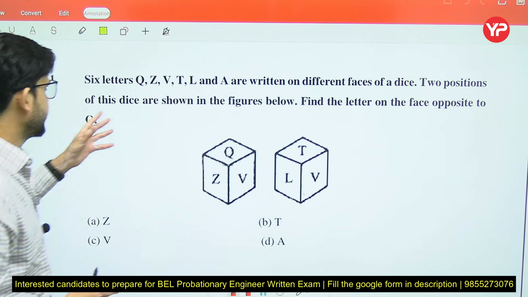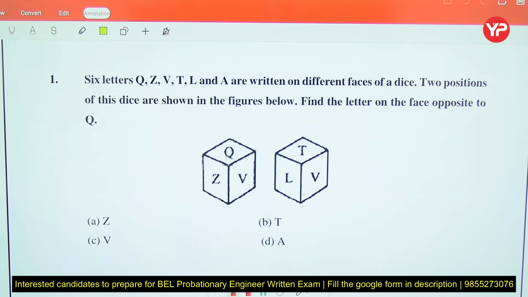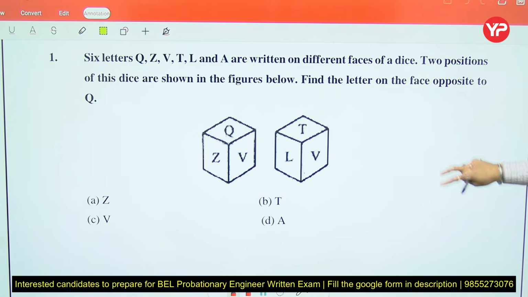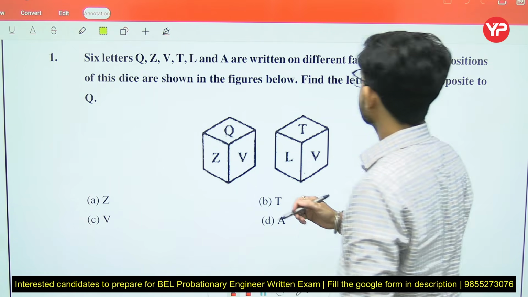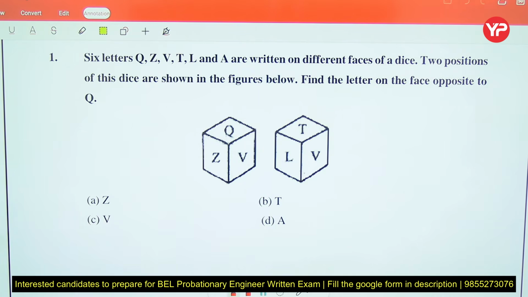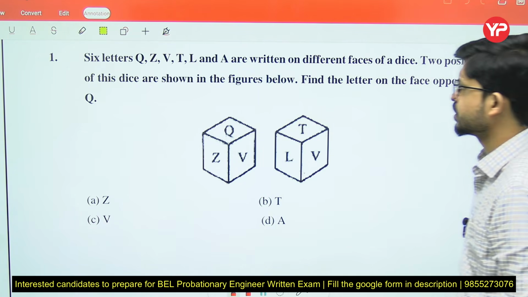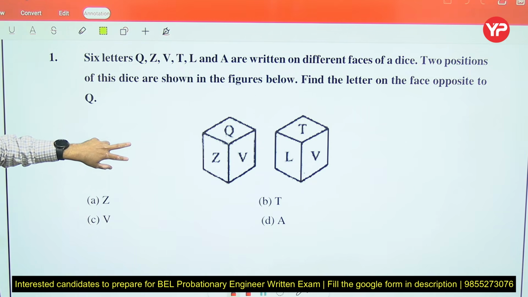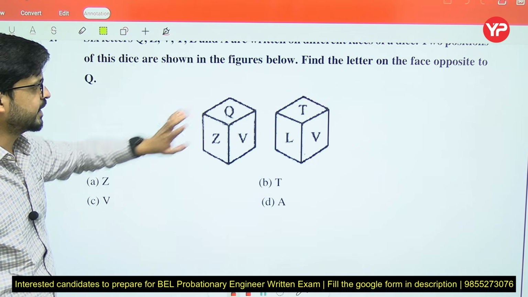So there are 25 questions. We will start with some questions related to the reasoning topic. Our first question, as you see, is related to dice. The question is: Q, Z, V, T, L and R are written on different faces of a dice. Two positions of the dice are shown in the figure below. Find the letter opposite to the face Q. Now we have to find the opposite of Q.